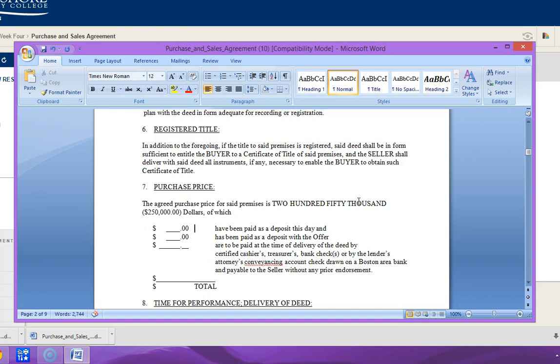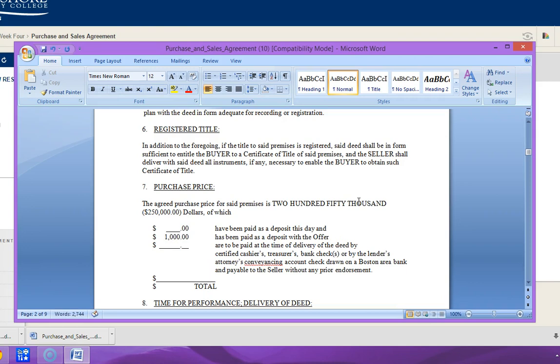You got to break down your purchase price. And the first thing you put in is the amount that was paid by the buyer to the broker at the time that the offer was made, usually called the good faith money or good faith deposit, which is just a little bit of money that binds up the offer and makes the buyer know that something serious is going on.